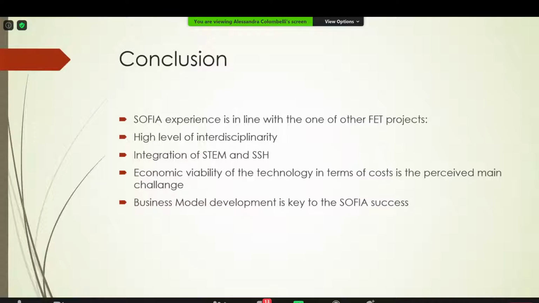So to conclude, in order to really have a strong impact on society, at the end, for the success of the SoFiA project, business model development appears to be key.